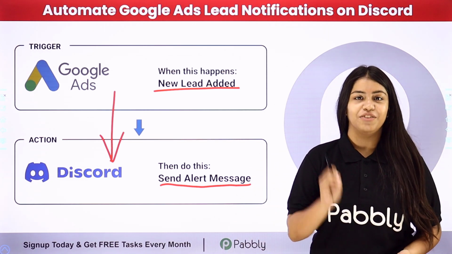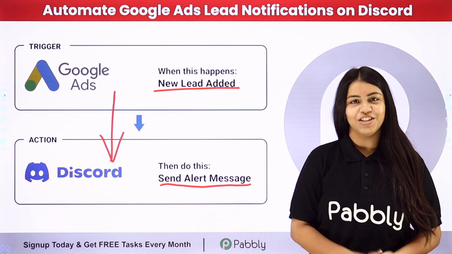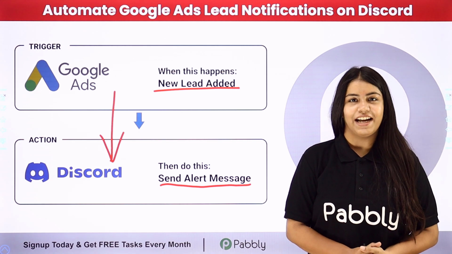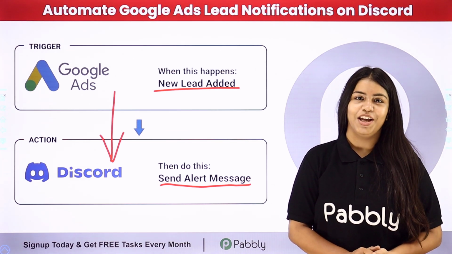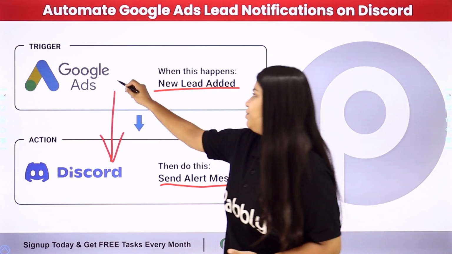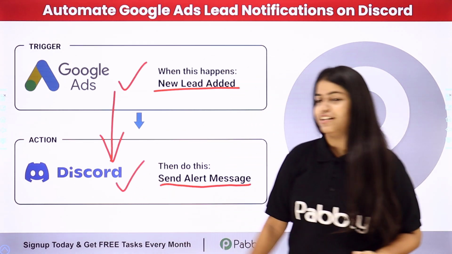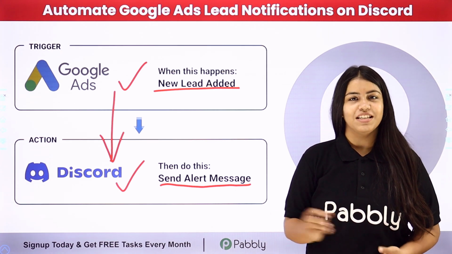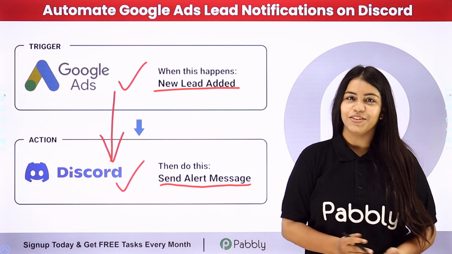To create this connection without knowing any programming or coding language, we are going to use Pabbly Connect. It is an amazing automation software. So in Pabbly, we have the concept of trigger and action. For trigger, we are going to use Google Ads, and for action, we are using Discord. So if you also wish to learn this process step by step, follow me through the screen.